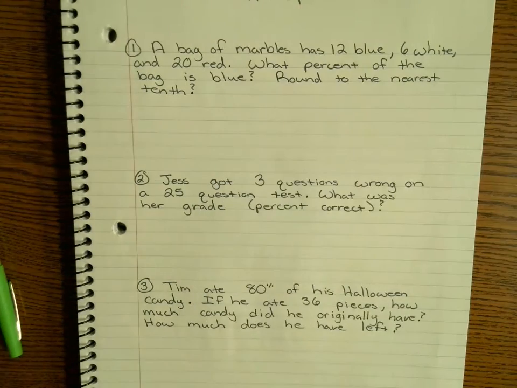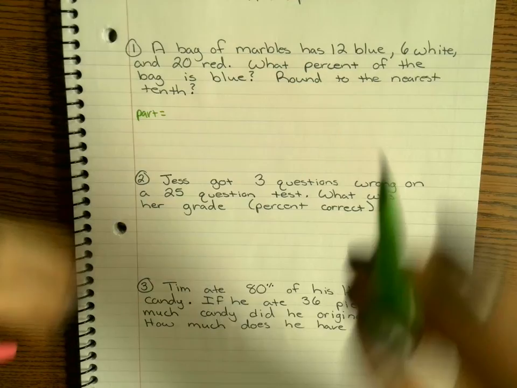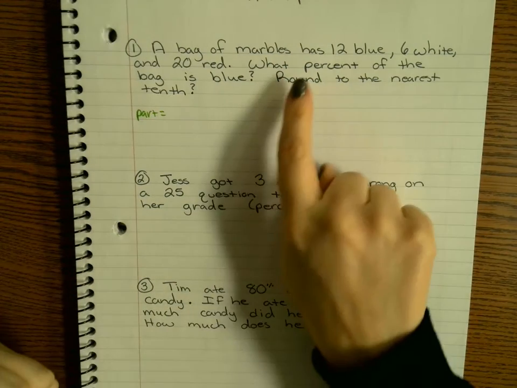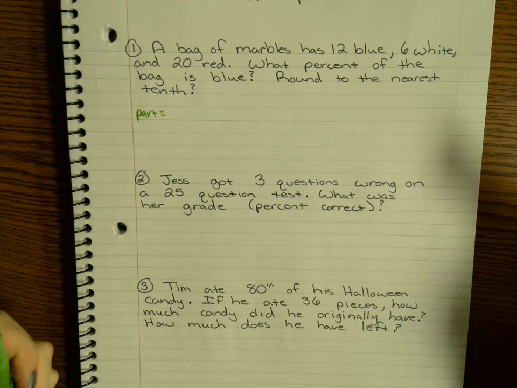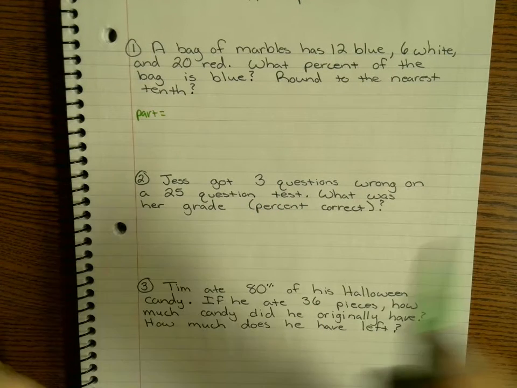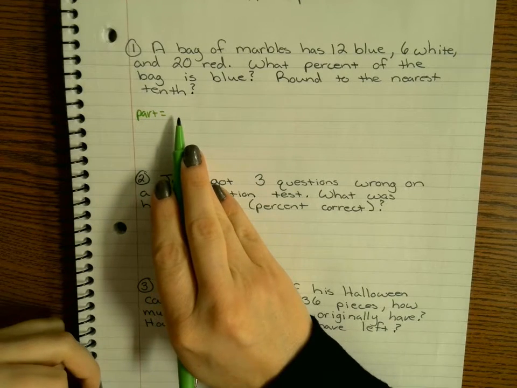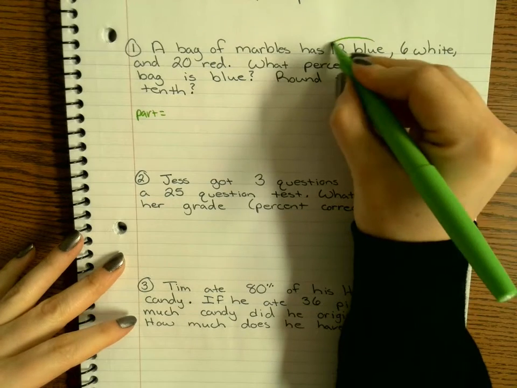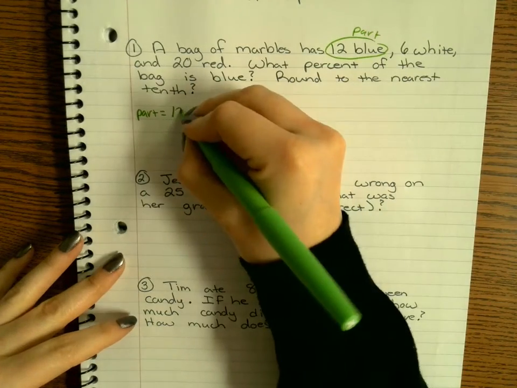So we need to identify what the part is, the whole, and the percent if given to us. Here, they want to know what percent of the bag is blue. Blue is just going to be part of the bag. So how many blue? 12, right? The 12 blue, that's just part of the bag. So we're going to put 12 for the part.